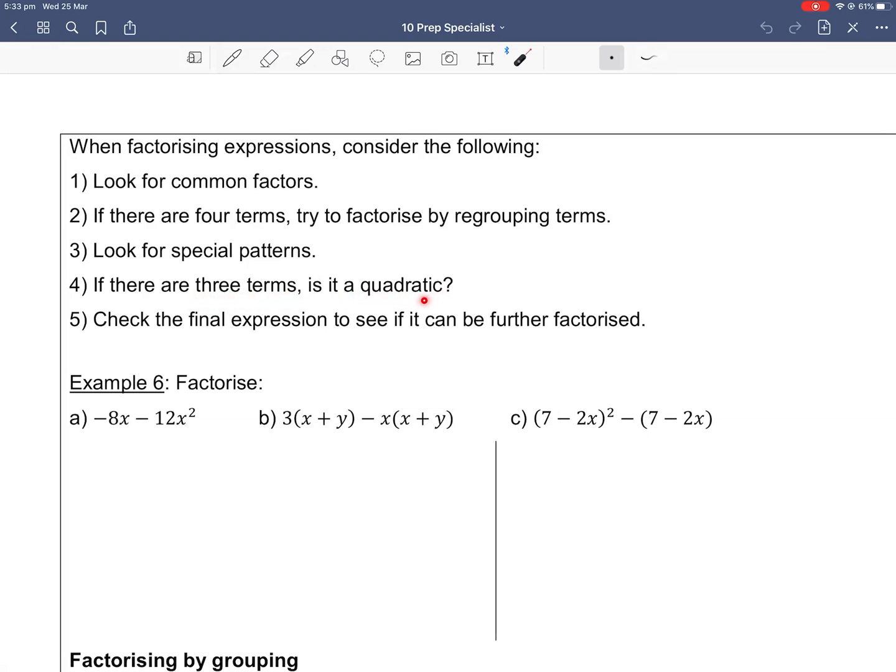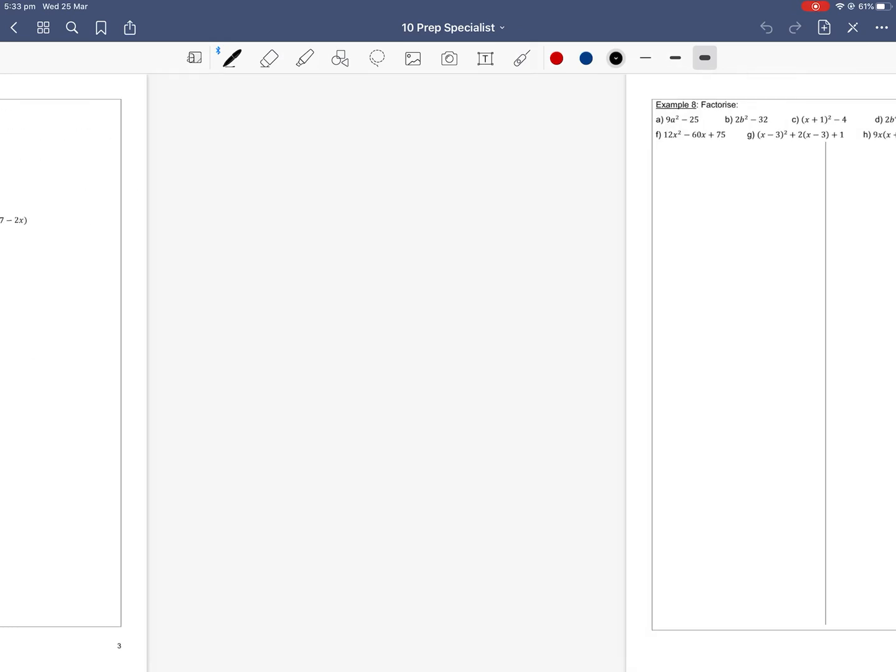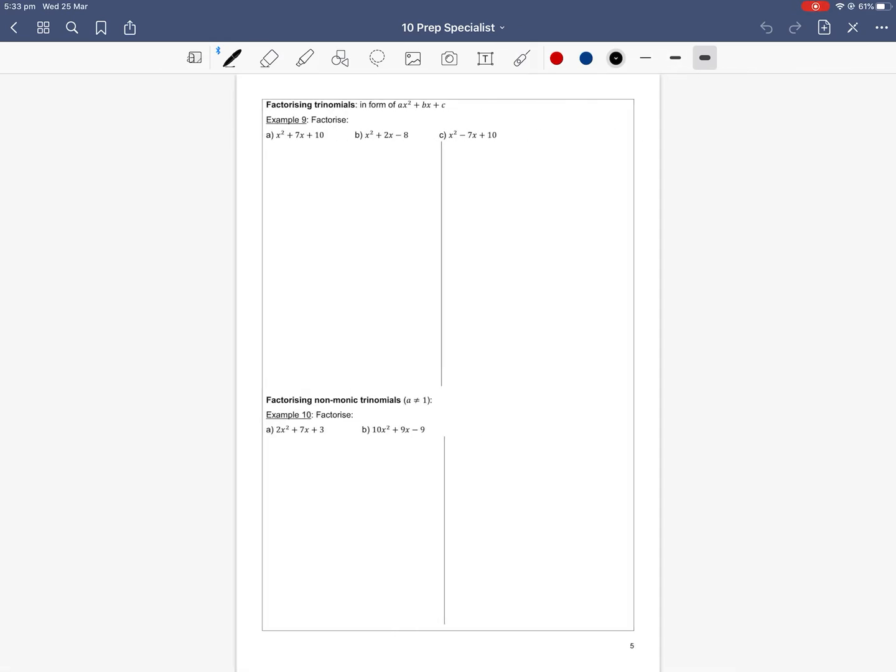In particular, is it a quadratic, so x squared? We did talk a little bit about factorizing quadratics when we did matrices a month ago. But there are a bit more detailed tricks to look into, and that's what we're going to look at today. So off we go to page 5, example number 9.